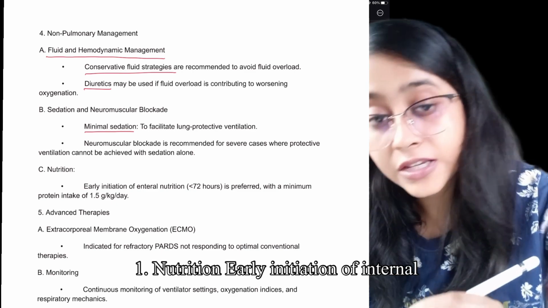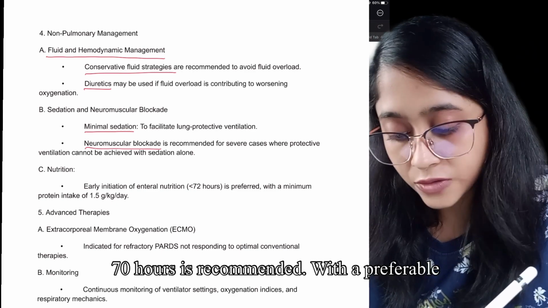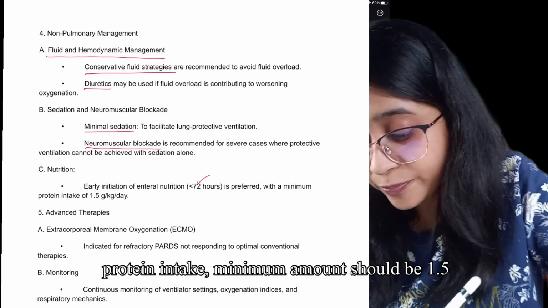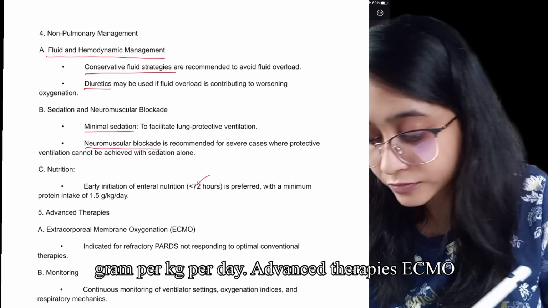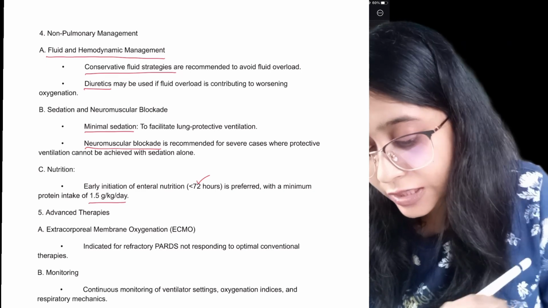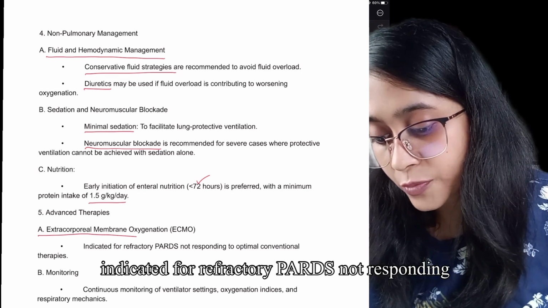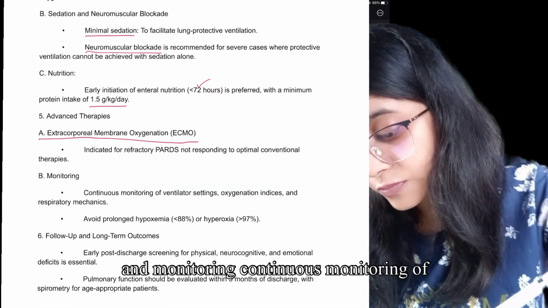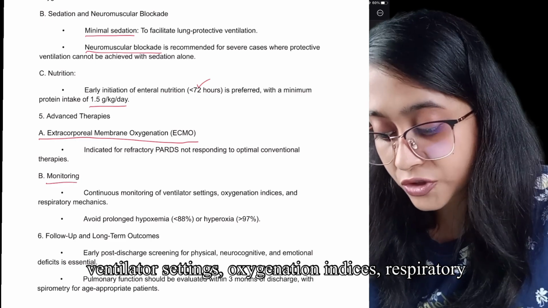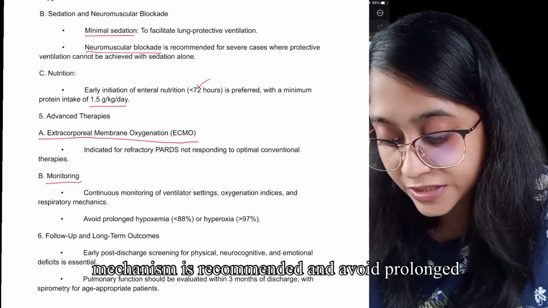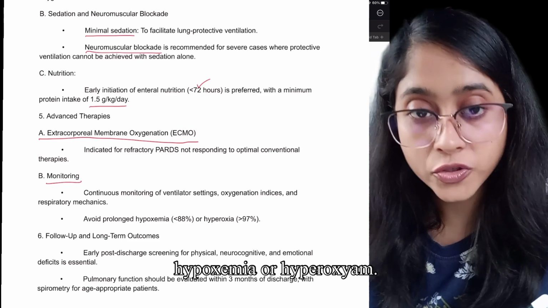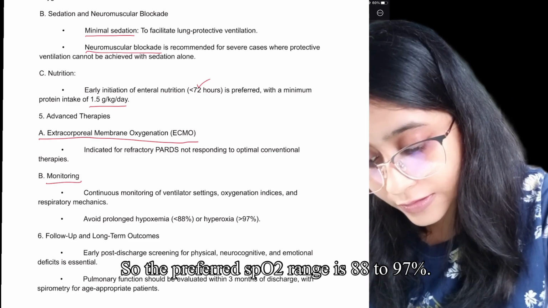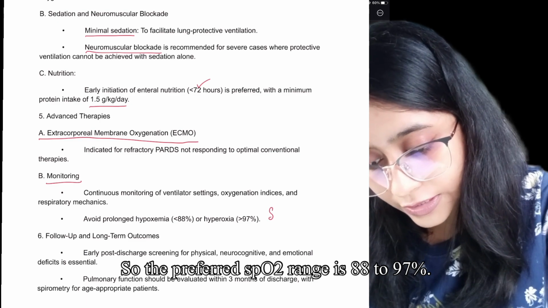Nutrition. Early initiation of enteral nutrition within 72 hours is recommended, with a preferable protein intake, minimum amount should be 1.5 gram per kg per day. Advanced therapies: ECMO, indicated for refractory PARDS not responding to optimal conventional therapies. And monitoring: continuous monitoring of ventilator settings, oxygenation indices, and respiratory mechanics is recommended, and avoid prolonged hypoxemia or hyperoxia. The preferred SpO2 range is 88 to 97%.